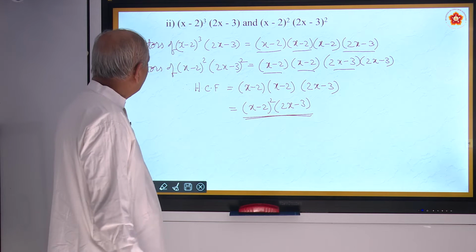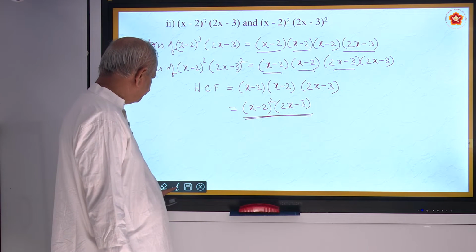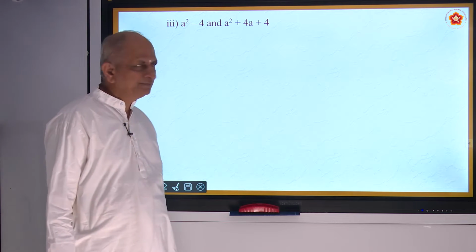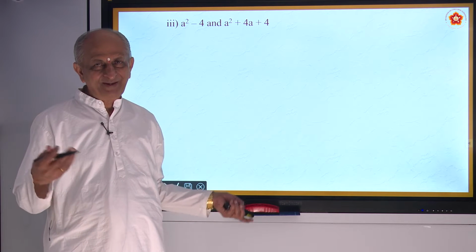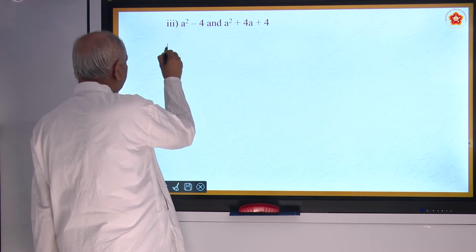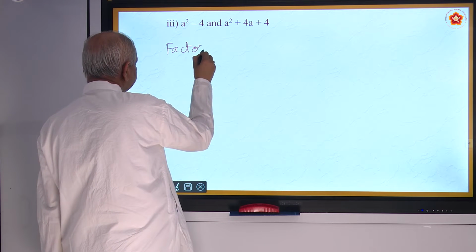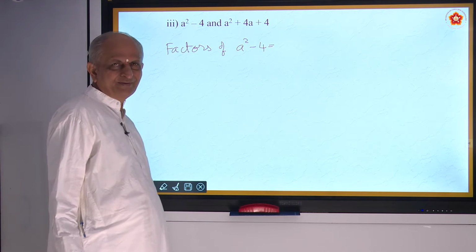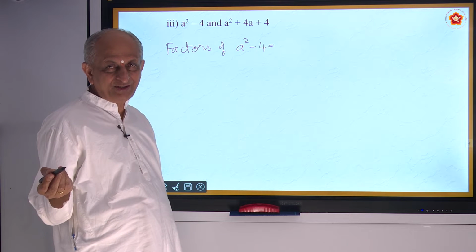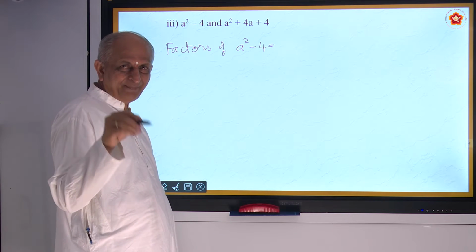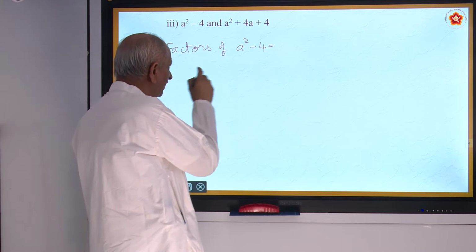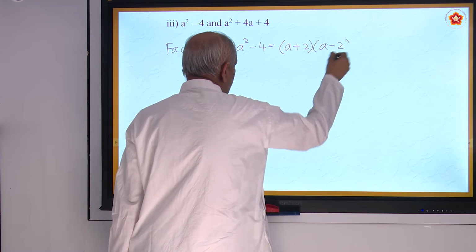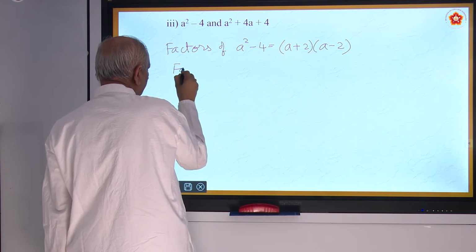Okay. Now we will pass on to the third problem. It is a little challenging. Let me see who will do it. Now your familiar formulas come here. So factors of a squared minus 4. Come on, the formula. a squared minus b squared is equal to, yes, (a plus b) into (a minus b). What is a? (a plus 2) into (a minus 2). Then you write one more.